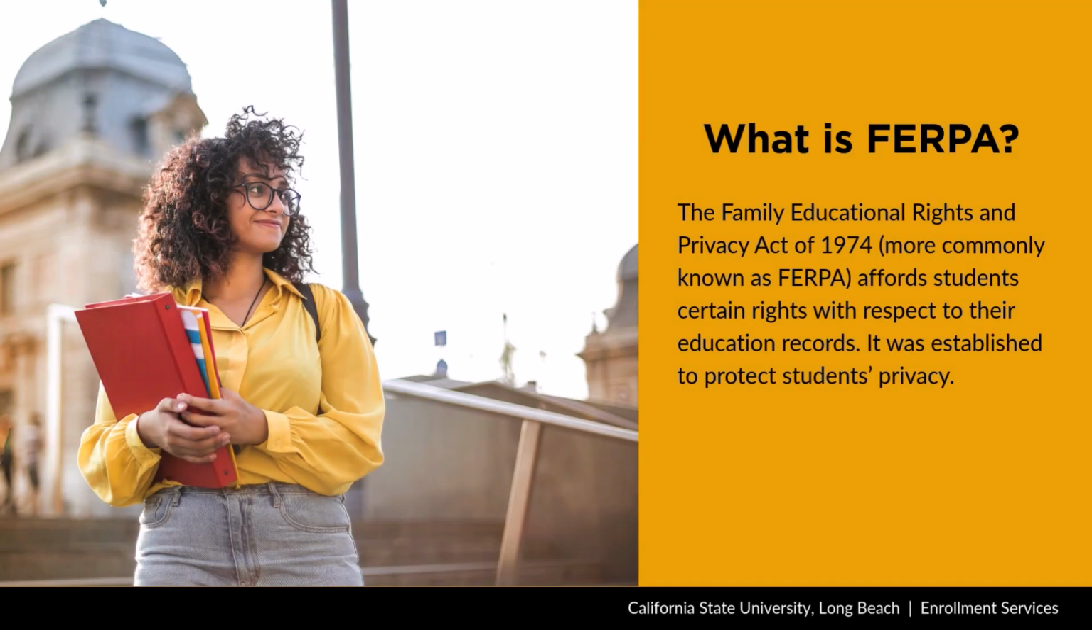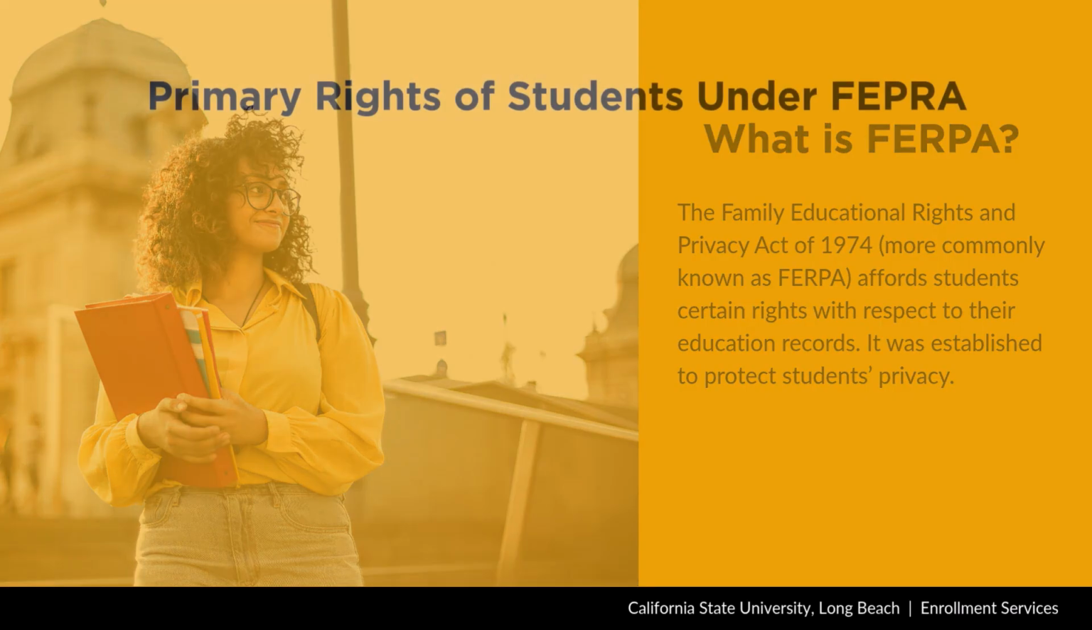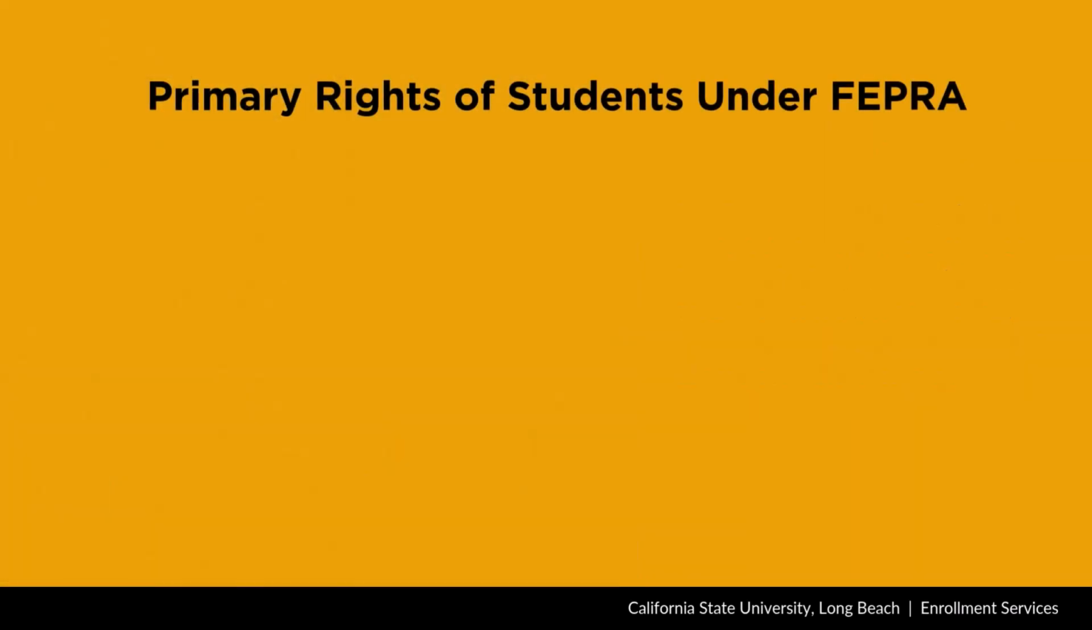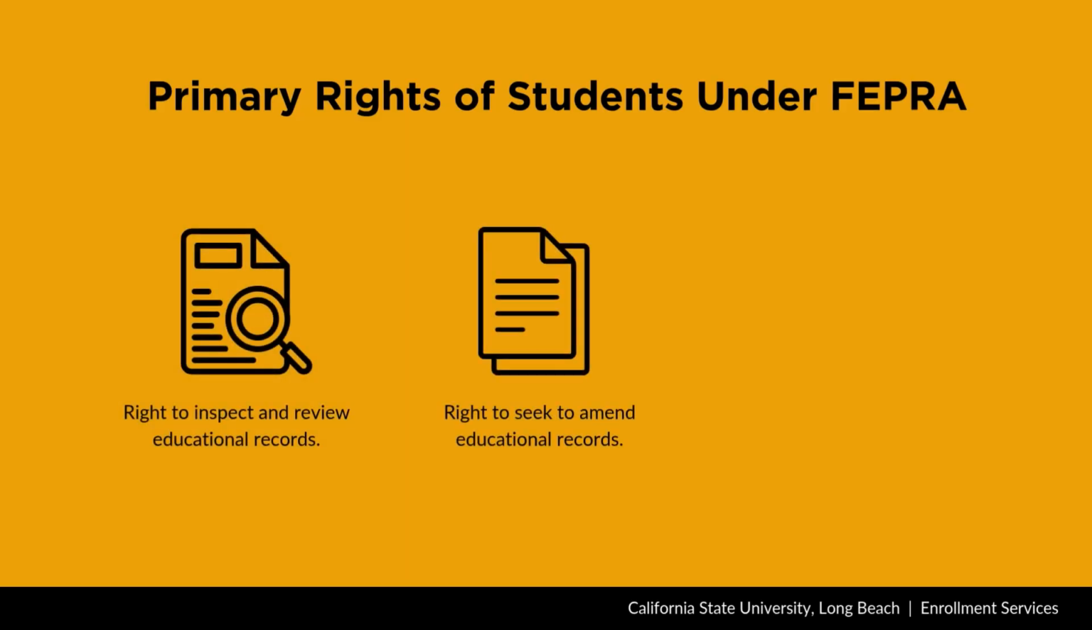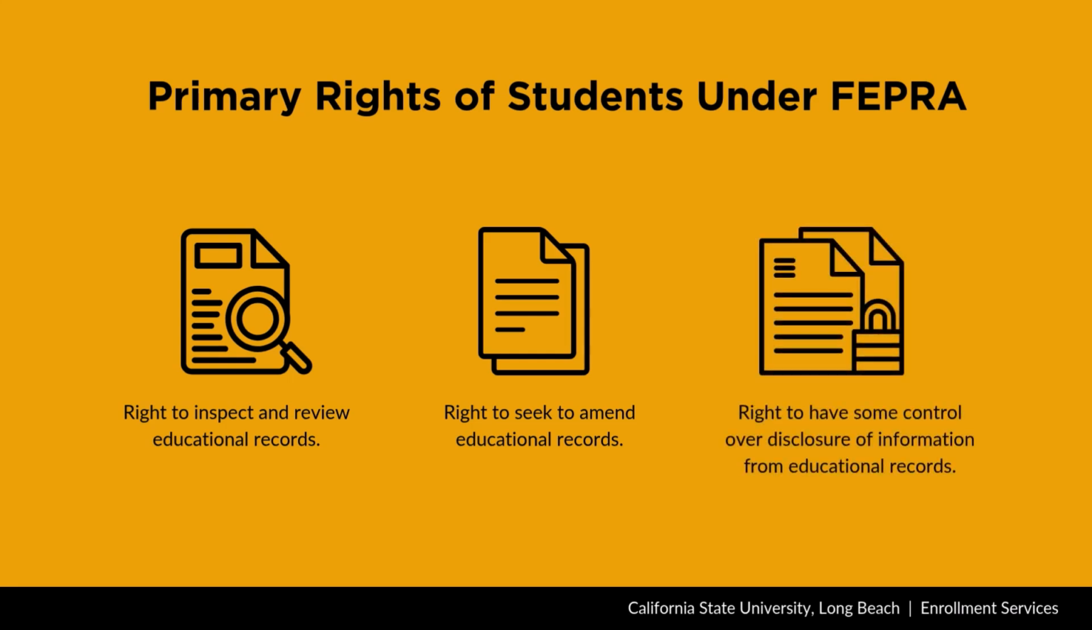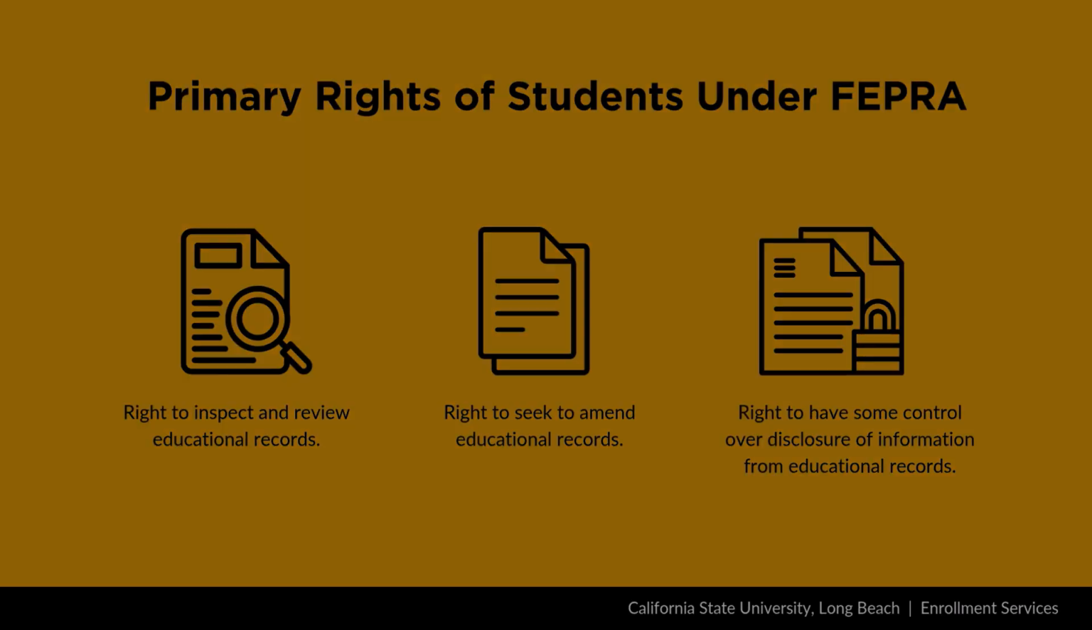The Family Educational Rights and Privacy Act of 1974, more commonly known as FERPA, affords students certain rights with respect to their education records. It was established to protect students' privacy. The primary rights of students under FERPA include the right to inspect and review educational records, the right to seek to amend educational records, and the right to have some control over the disclosure of information from educational records.